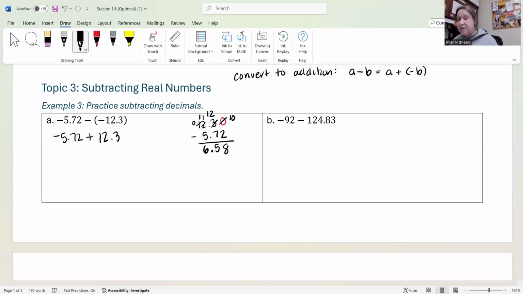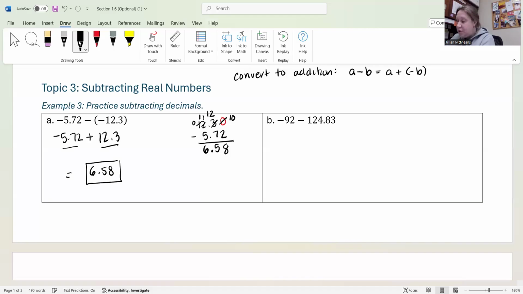The issue is we have to decide, is this going to be positive 6.58 or is this going to be negative 6.58? So we have to go back and figure out, what did we have more of? Did we have more negative or did we have more positive? Well, I have negative 5.72, or I have 5.72 negatives. I have 12.3 positives. I have more positives than negatives. So that makes this final answer positive 6.58.